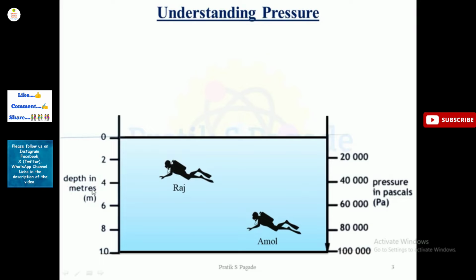Here, Raj is at a position between 2 meters and 4 meters, so he experiences a pressure between 20,000 and 40,000 pascals. And as you can see, Amol is at a depth of 8 meters, so he experiences 80,000 pascals of pressure. From this we can understand that as the depth increases, the pressure increases.